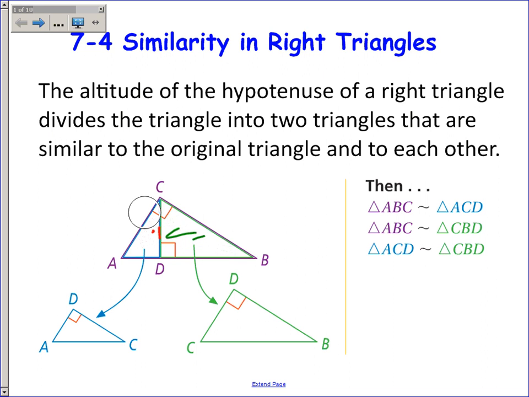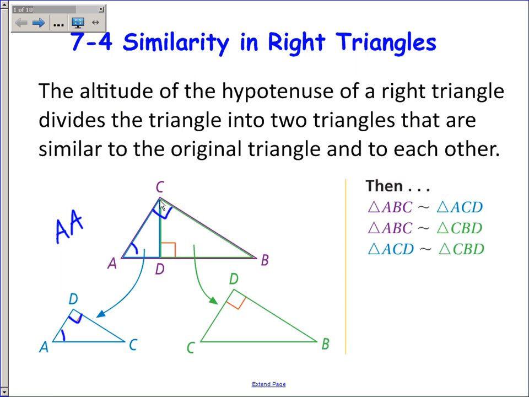Let me briefly explain why they're similar using the ideas we talked about in section 7.3. The small triangle has a right angle at D, and the big triangle has a right angle at C. They both also share angle A, which is congruent to itself by the reflexive property. So the small one and the big one are similar by the angle-angle postulate.